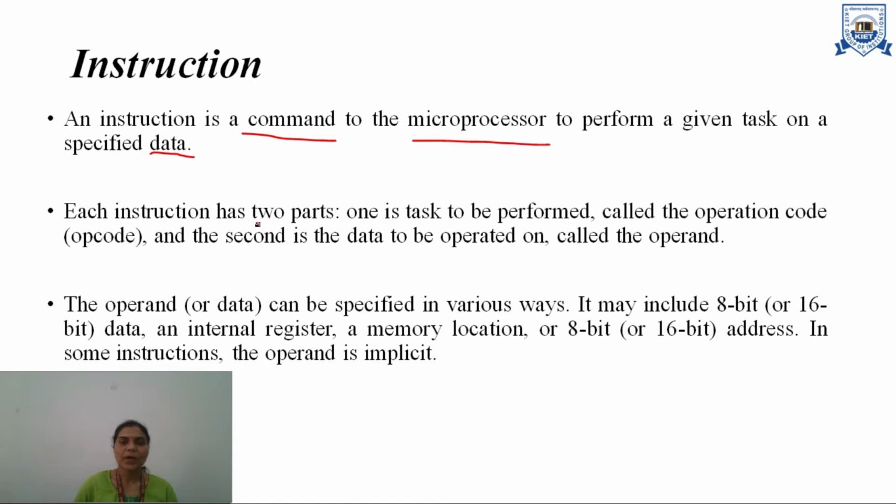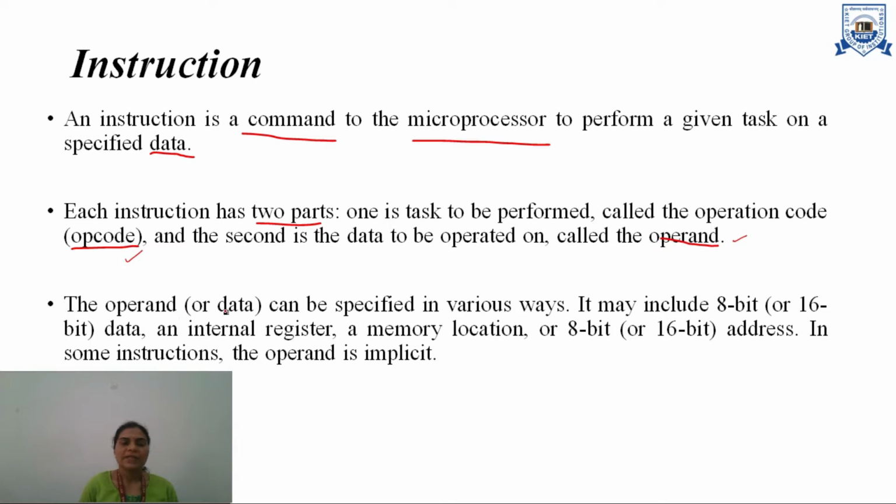An instruction has mainly two parts. One is opcode and the second is operand. Opcode defines the operation which is going to be performed, and an operand defines the data on which the operation will be performed.